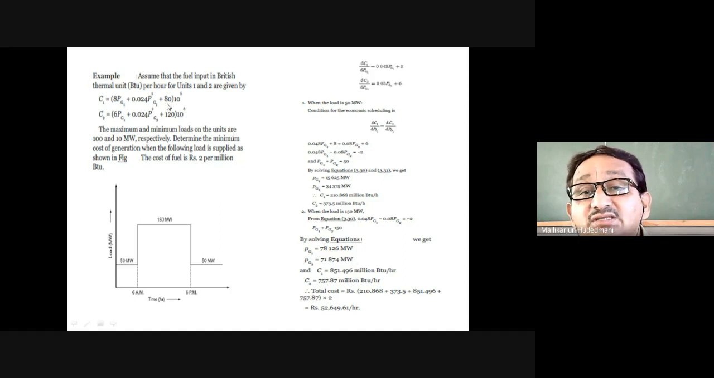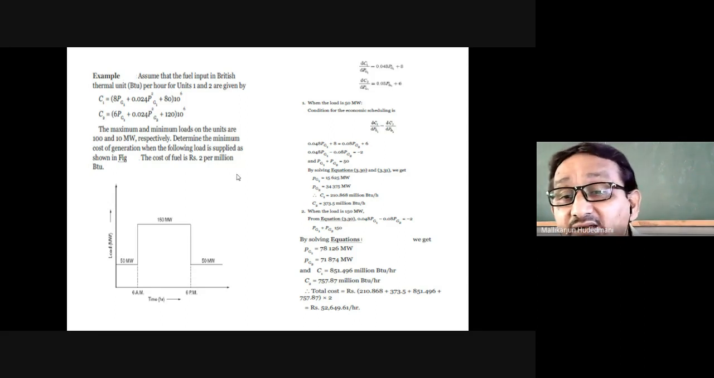By using these values in the respective equations, how much I'm going to get? C1 as 851.496 million BTU per hour, and second one is 757.87 million BTU per hour. This is with respect to fuel cost. Product means the cost function gave us per BTU per hour. Now what is being given here? The cost of fuel is rupees 2 per million BTU. Now if I multiply this whole equation after summarizing by the fuel cost, I'll be getting total rupees per hour investment that is required. Let's see how it is being done.